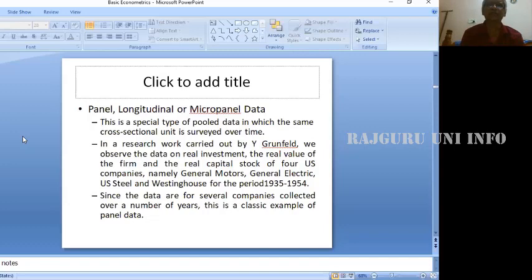An example is given by this slide. In a research work carried out by Greenfield, we observe data on real investment, real value of the firm, and real capital stock, so three variables, of four US companies: General Motors, General Electric, US Steel, and Westinghouse, for the period 1935 to 1954, 20 years of data. Since the data are for several companies collected over a number of years, this is a classic example of panel data. The data may be collected from several sources.